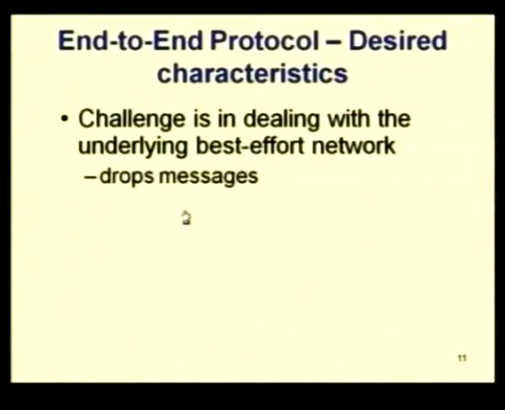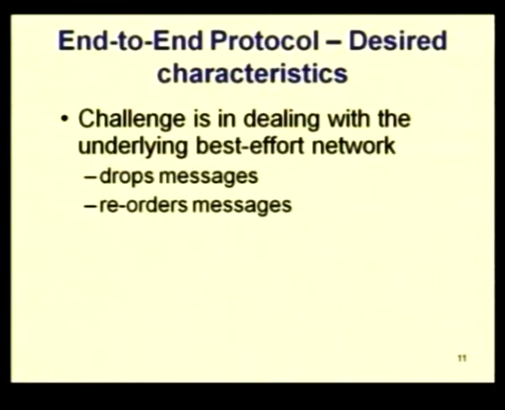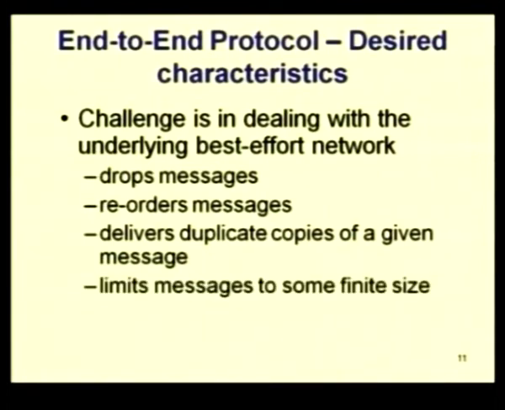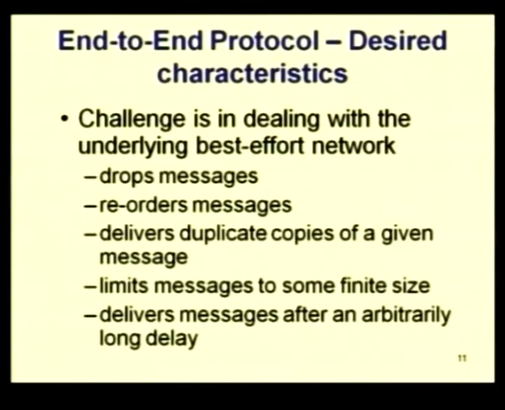Now that we have said that TCP is an end-to-end protocol, let us look at what are the desired characteristics of this end-to-end protocol. Okay. So what is the basic challenge here? The challenge is in dealing with the underlying best effort network. Now what is our underlying best effort network? The IP protocol. And the problem with IP is that it will drop messages, right? It can reorder messages. It will deliver duplicate copies of a given message. It can limit messages to some finite size, and it delivers messages after an arbitrarily long delay. Okay. These are all the different problems that we have with our best effort network, the IP layer network.